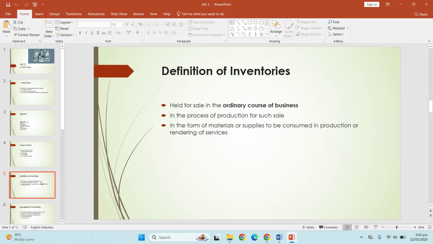Moving to the definition of inventories. Inventories are basically assets that a company holds for sale or that are in the process of production for sale, or materials to be used in producing goods or services. Essentially, anything a company has that it plans to sell or use in its business falls under inventories.